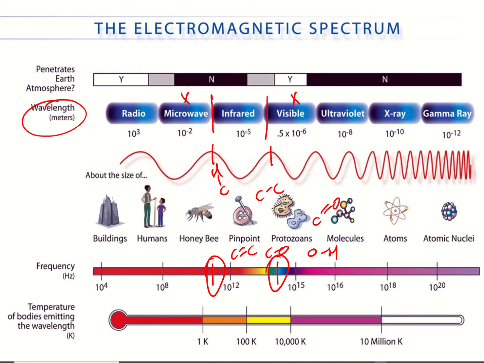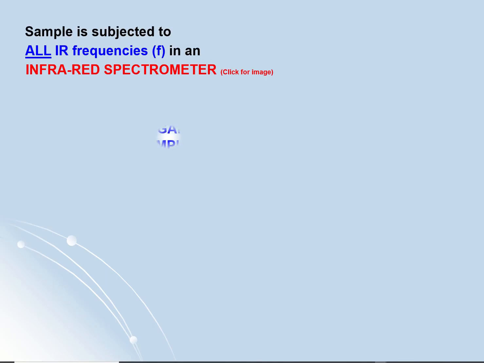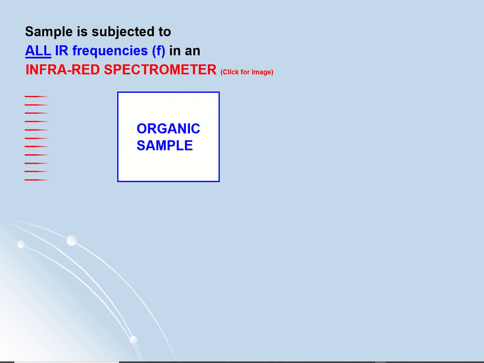And if I can work out what bonds are in a molecule, hopefully I can start to piece information together and work out what the molecule is. Now that might be coupled with some other information in the question as well. So let's have a look at what happens here.